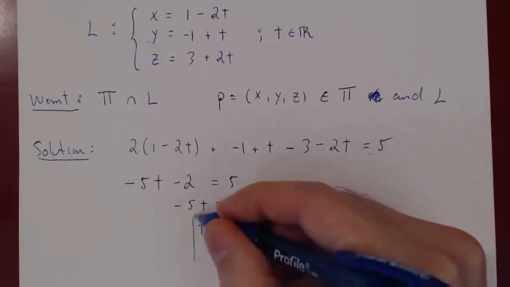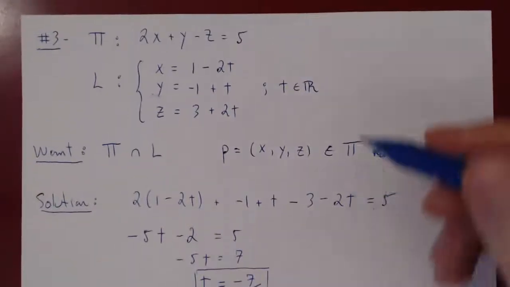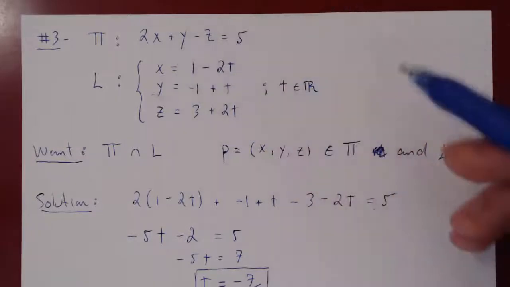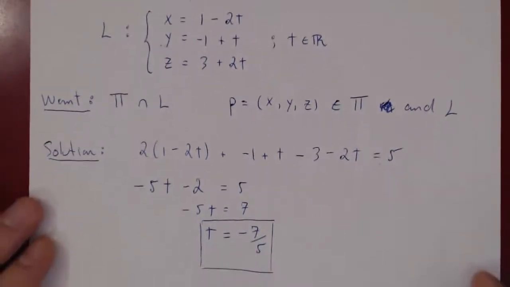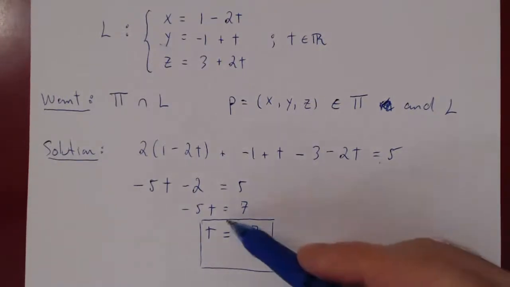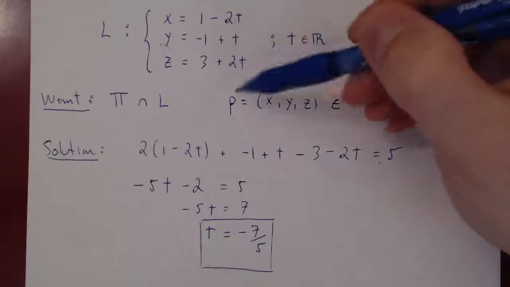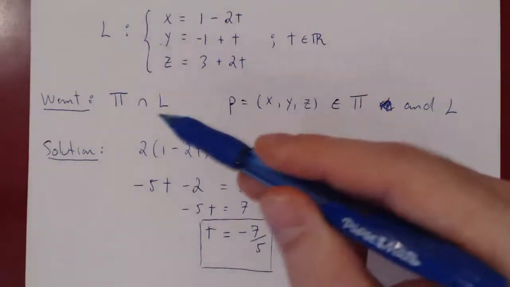So there is a unique value of the parameter that will allow us to simultaneously satisfy the equation of the plane and the equations of the line. Therefore, we have a unique point of intersection. And we can easily find this point of intersection because we have the value of the parameter. Plug it back into the line, and you'll have the coordinates of the unique point of intersection between plane pi and line L.